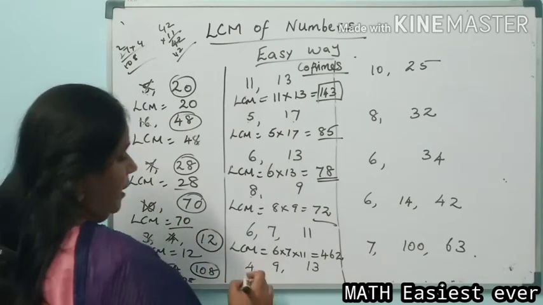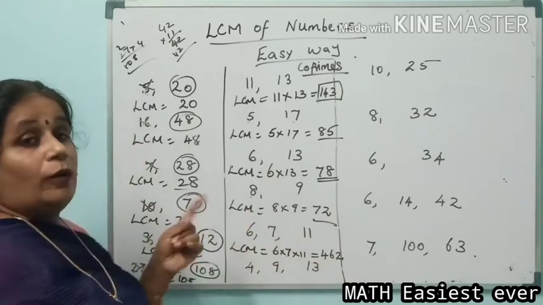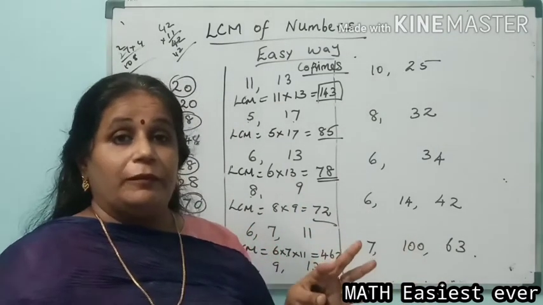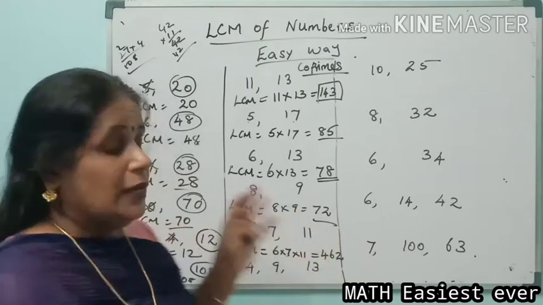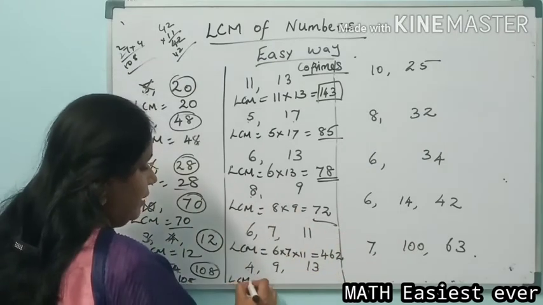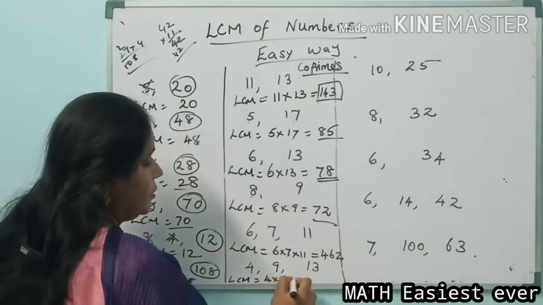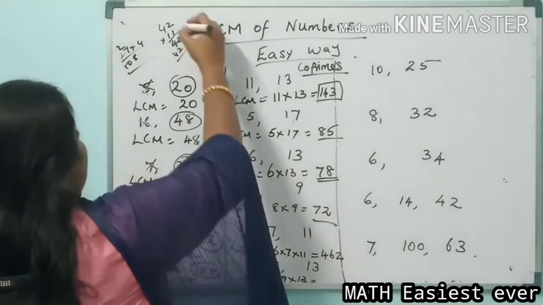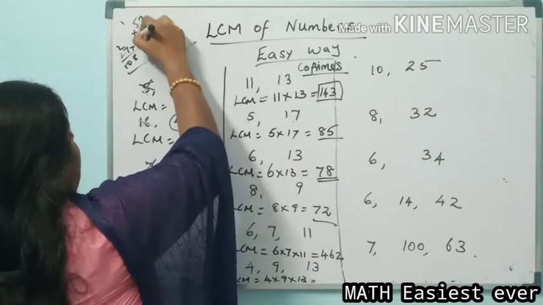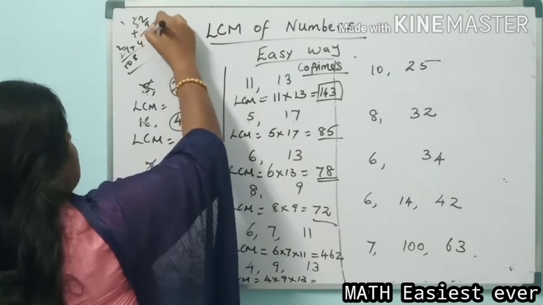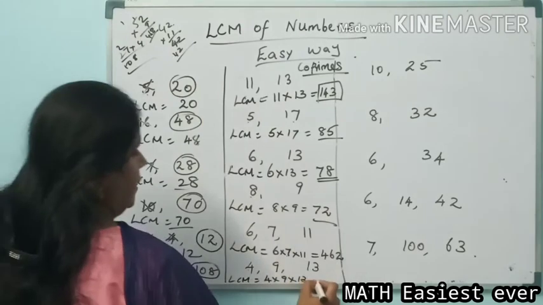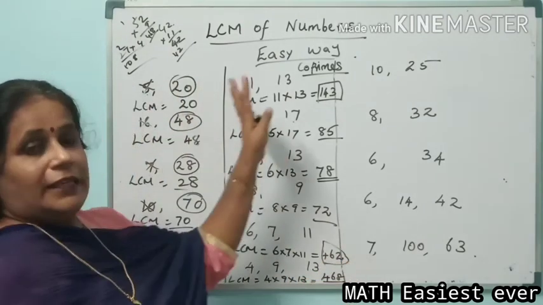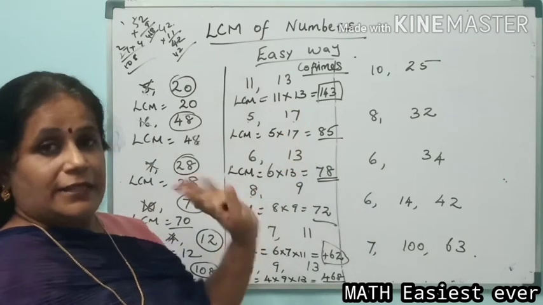Take the next number: 4, 9 and 13. 4, 9 and 13 also do not have any common factor. So their LCM will be the product of the three numbers: 4 into 9 into 13. 13 fours are 52. 52 into 9, what is 52 into 9? 9 fives are 45, and 468 will be their LCM. So if you just see the question itself, you can find out the LCM first.